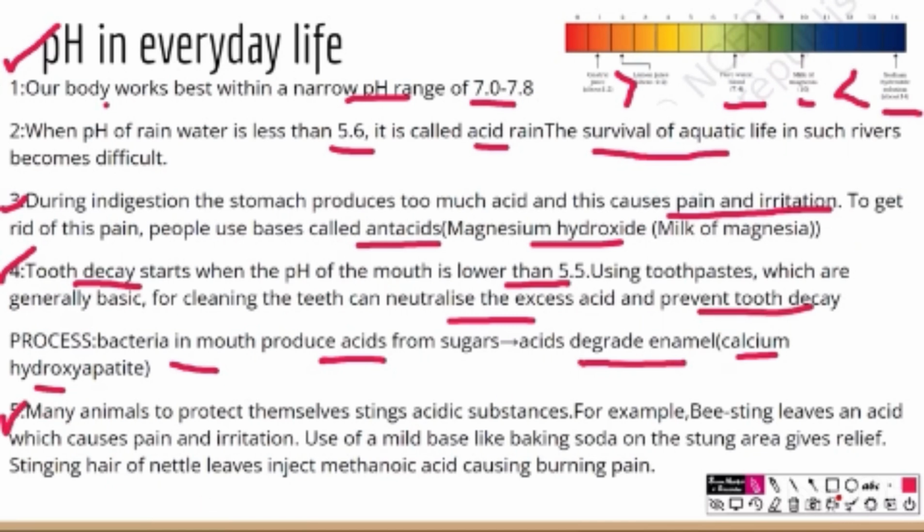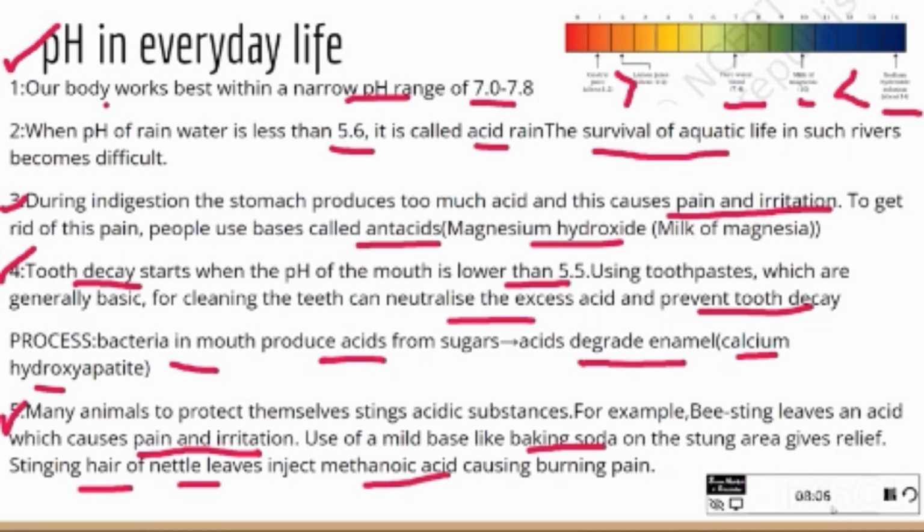Then we have many animals. As I have told you, we have wasps and bees, which have acidic substances in their sting, which causes pain and irritation. We use mild bases like baking soda on the stung area, which gives us relief. Stinging hair of nettle leaves inject methanoic acid. Methanoic acid is an acid which causes burning pain. We again apply some base on it to neutralize the effect.